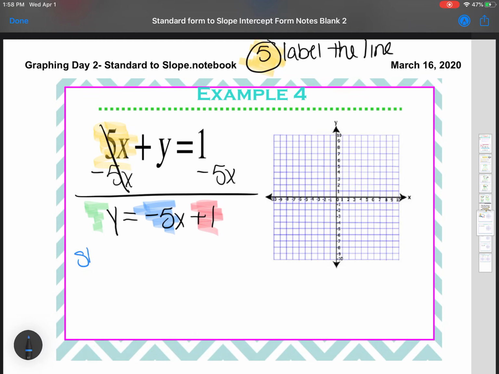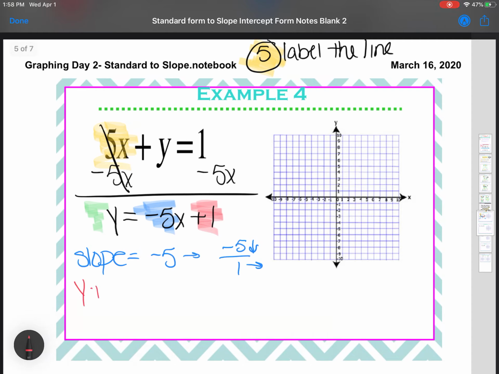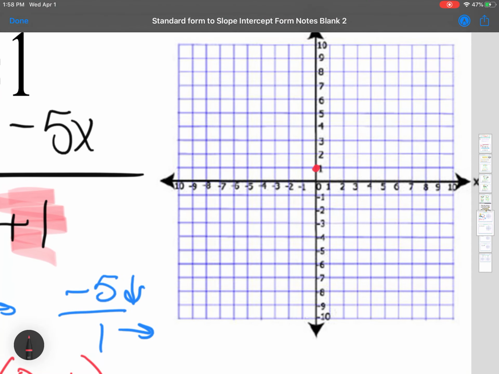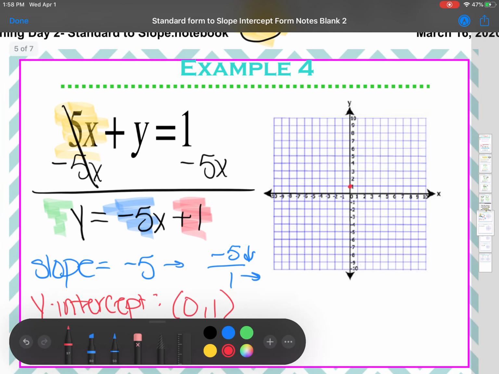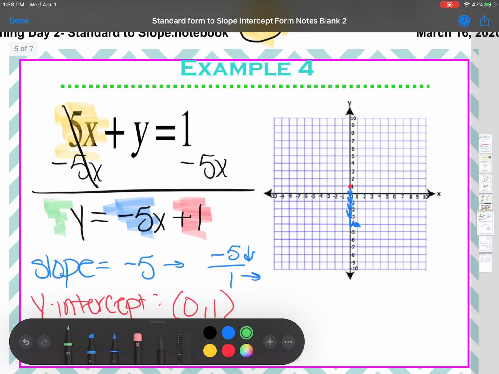So slope is negative 5, which is the same as negative 5 over 1. We'll go down 5, right 1. And my y-intercept, where it crosses the y-axis, is 0, positive 1. So to start, I'm going to plot that point, 0, positive 1. Then I'm going to use my slope to get to the next points. Down 5, 1, 2, 3, 4, 5, right 1. That's my next point.